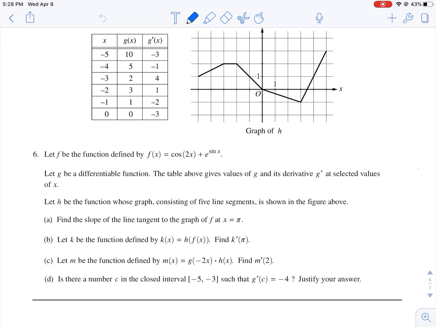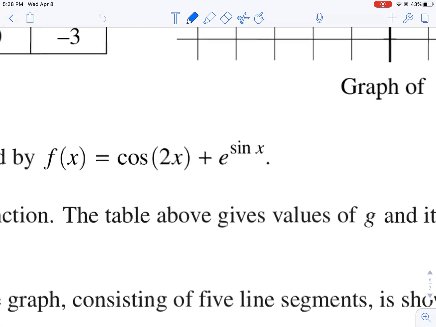And finally, number 6. I like this question a lot because we're analyzing a data table, a graph, and a function, and looking at derivatives and all sorts of different fun things. So in part A, it says find the slope of the line tangent to the graph of f at x equals pi. So the slope of a tangent line is just the derivative at pi. So we're going to find f prime.